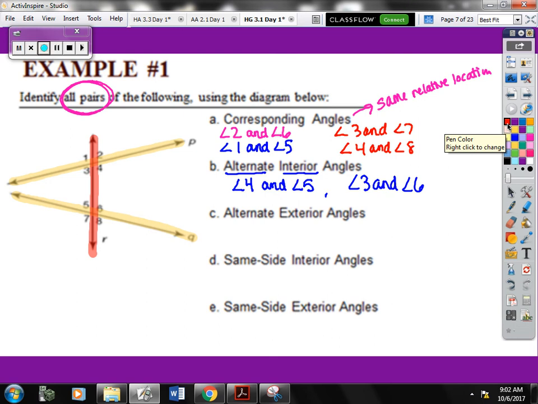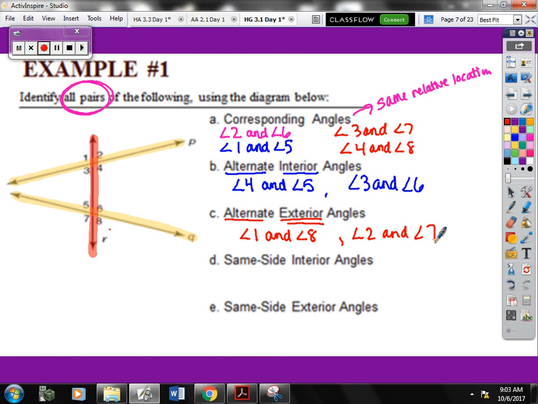All right, next one is alternate exterior. So outside of my yellow lines, alternating across the transversal. Noah? Angles 1 and 8. Very good. And Lauren? 2 and 7. Yep. Okay, I did that earlier too. Thank you, Kale, for correcting me.